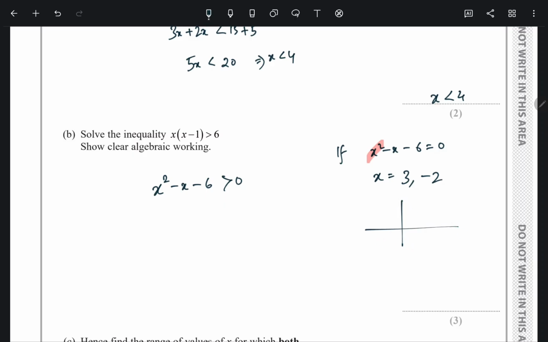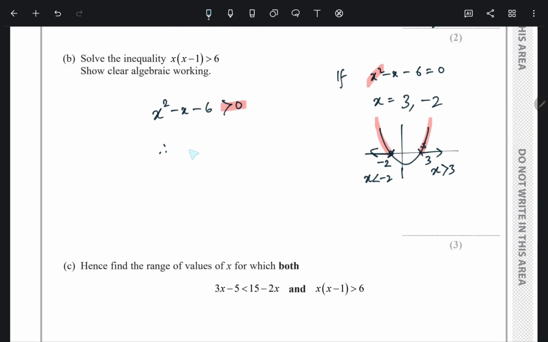So if we sketch a graph for this, it's going to be something like this, where it cuts here at negative 2 and here at 3. And we need this to be positive. So this curve needs to be positive, and it's positive in this region and in this region. Okay, so to get this region, we have to go to the right of 3. So x must be more than 3, or to the left of minus 2. So x is less than minus 2. And that is our answer. Therefore, x should be less than minus 2, or x is more than 3.